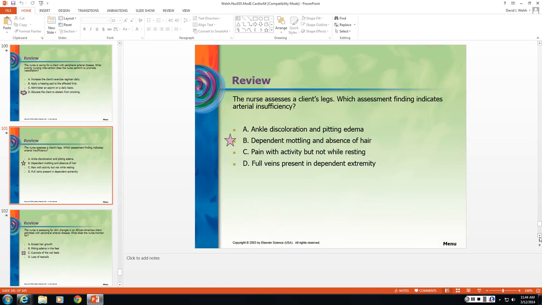Okay? The nurse assesses a client's legs. Which assessment indicates arterial insufficiency? Is it going to be ankle discoloration and pitting edema? Is it going to be dependent mottling and absence of hair? Is it going to be pain with activity but not while resting? Or is it going to be full veins present in the dependent extremity? Okay, so it's going to be B, dependent mottling and absence of hair.